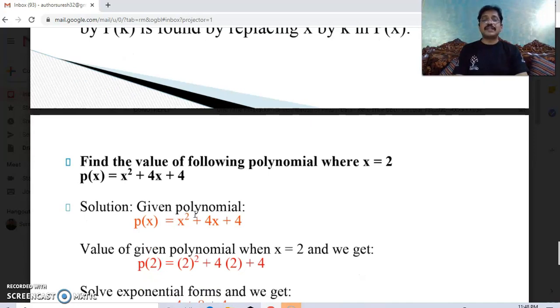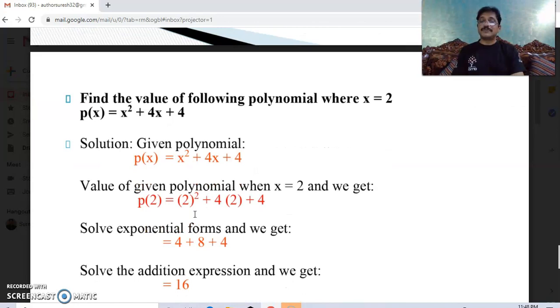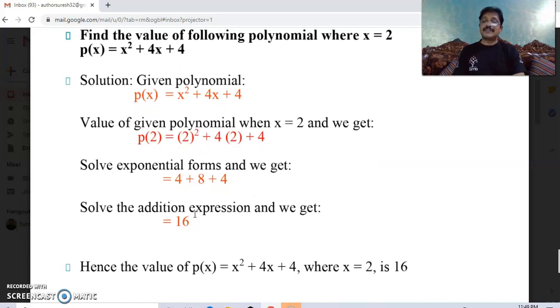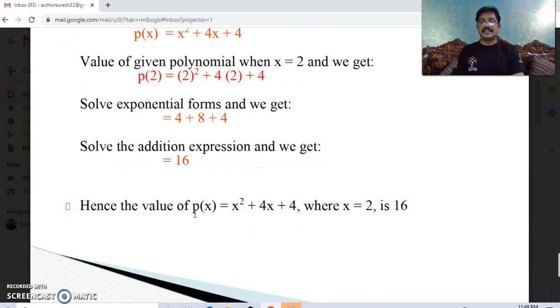Find the value of the following polynomial where x equal to 2, when p of x equal to x square plus 4x plus 4. What you have to do? Say it, children. Fast. You have to take the polynomial p of x equal to x square plus 4x plus 4. Then you have to find the value of the polynomial at x equal to 2, which means you substitute 2 in place of x, that is 2 square plus 4 of 2 plus 4. Then simplify: 4 plus 8 plus 4, which is 16. So hence the value of p of x square plus 4x plus 4 where x equal to 2 is 16. This is a very, very important concept.